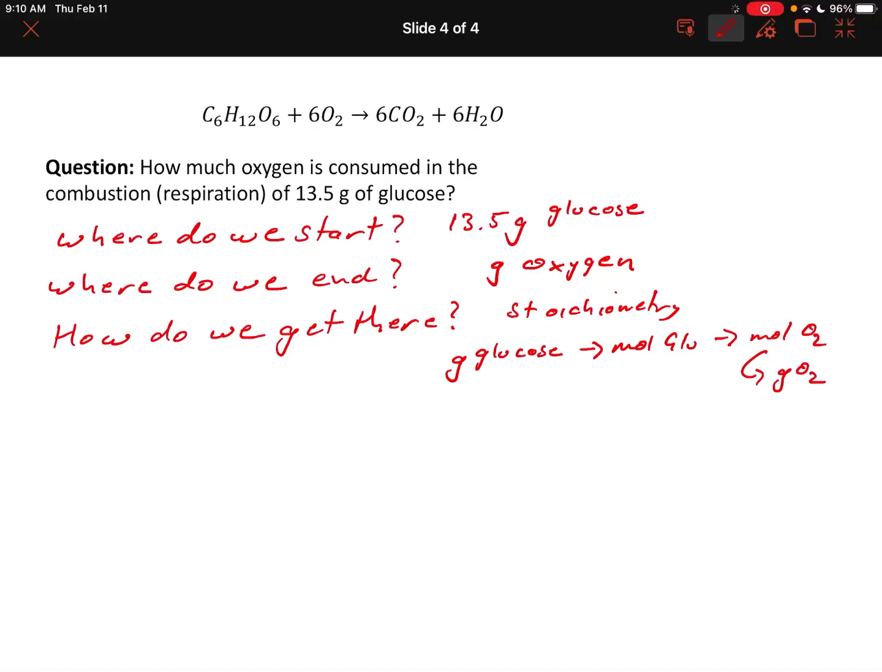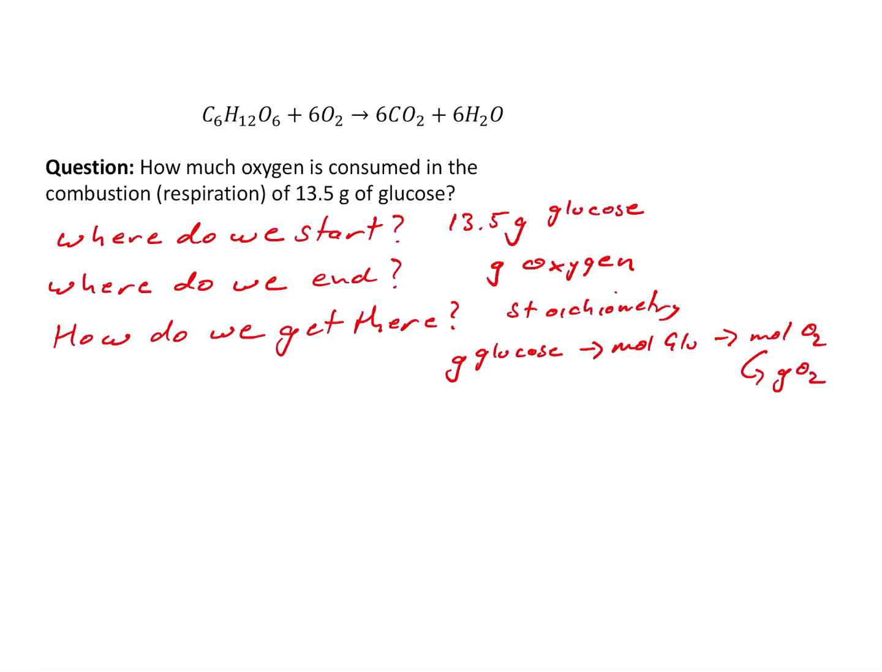For the molecular weights, I get 180.16 for glucose, 32.00 for oxygen, and might as well do the others, 44.01 for carbon dioxide, and 18.02 for water. And all of these would be in grams per mole.